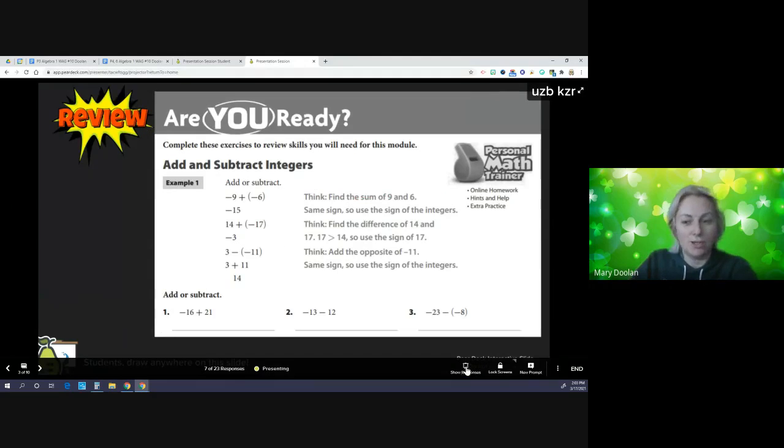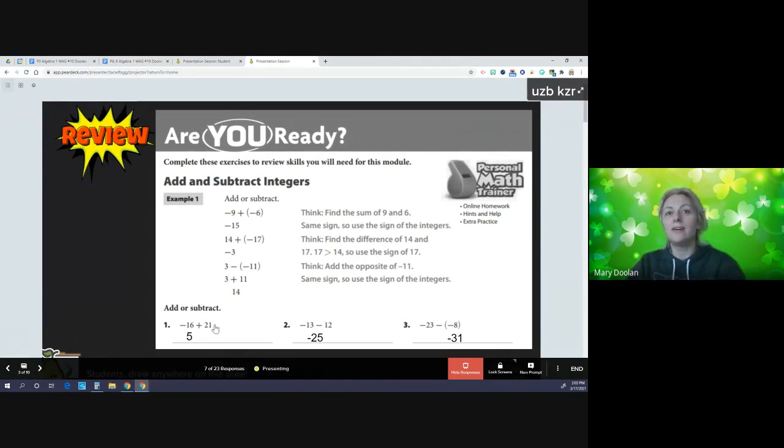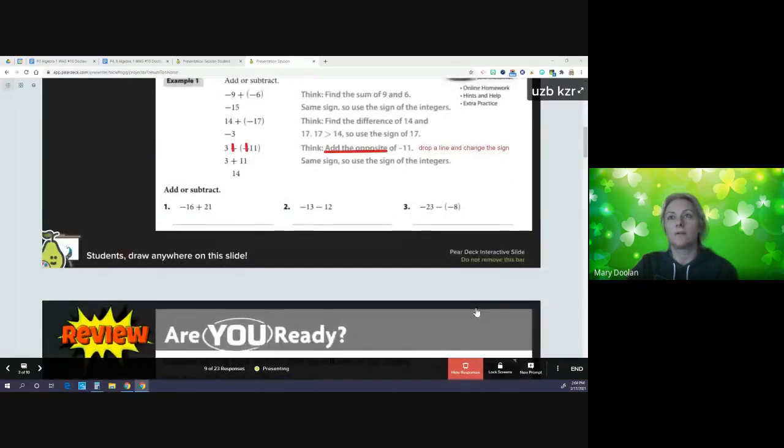Let's see what we came up with. 7 of you participated. Come on, we can do better than that. -16 plus 21. This person says it is 5. Is that correct? Opposite signs, different signs, so you subtract and keep the sign of the bigger one. Yes, it is 5. Negative 13 minus 12. This person says it's negative 25. These are both negative numbers, so it's like the first example, adding two negatives. We keep it negative, and add 13 and 12 and get negative 25. That is correct. The last one, not right yet. It's not negative 31. So 1 and 2 are correct here, but not 3.